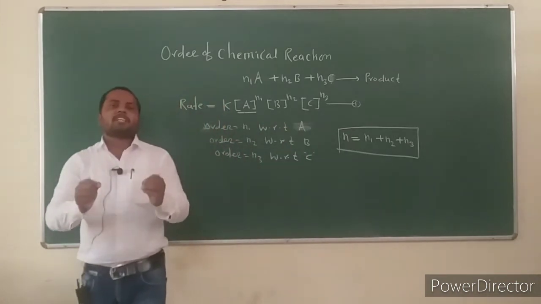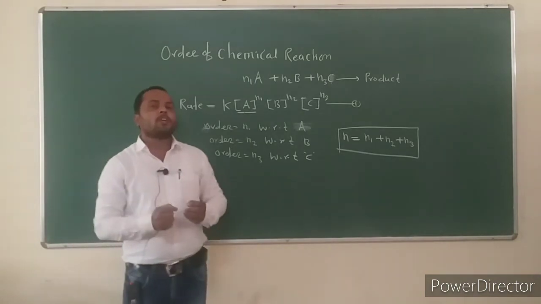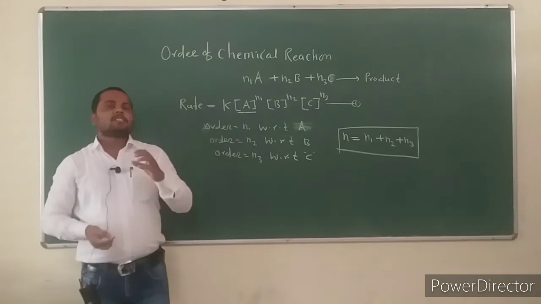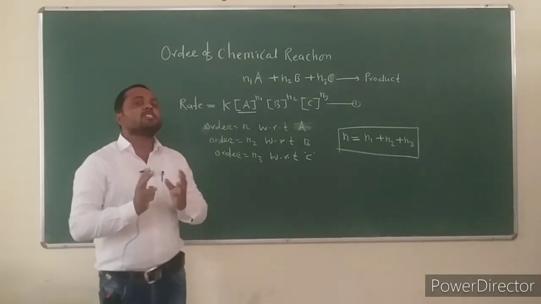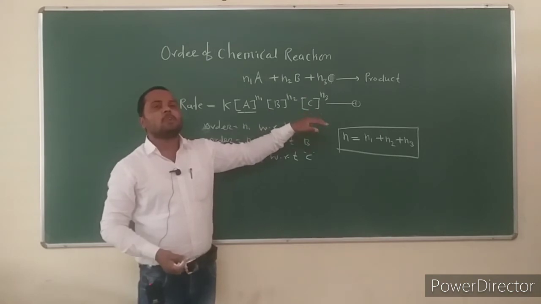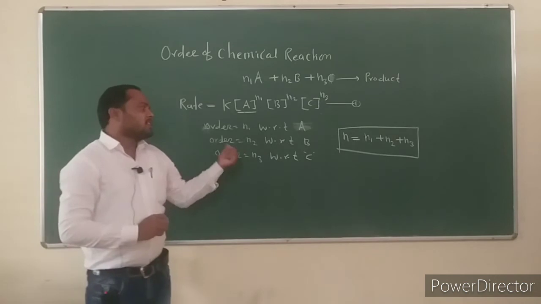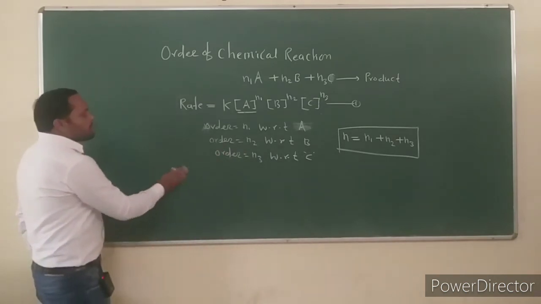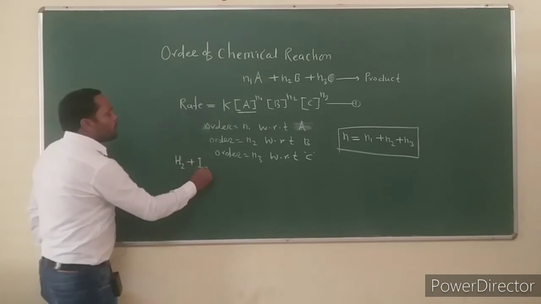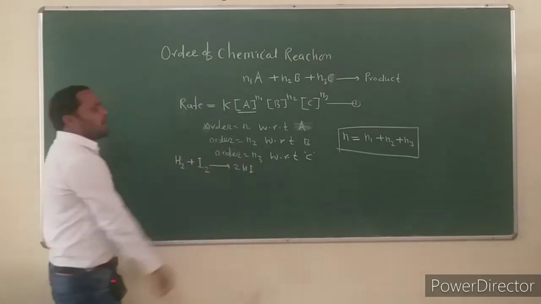The order of reaction is defined as the sum of the powers of concentration of the reactants involved in the rate equation. Consider another example. Consider H2 plus I2 gives 2HI. This is the chemical reaction.